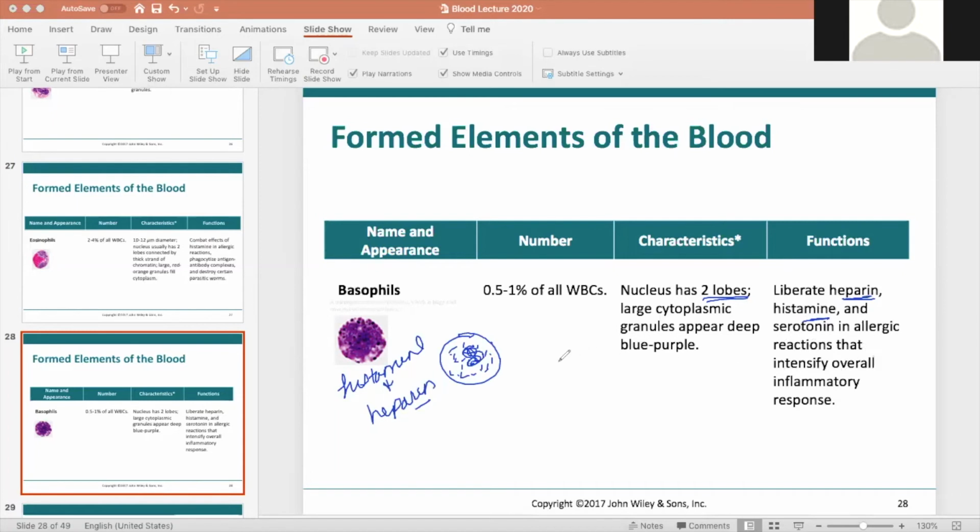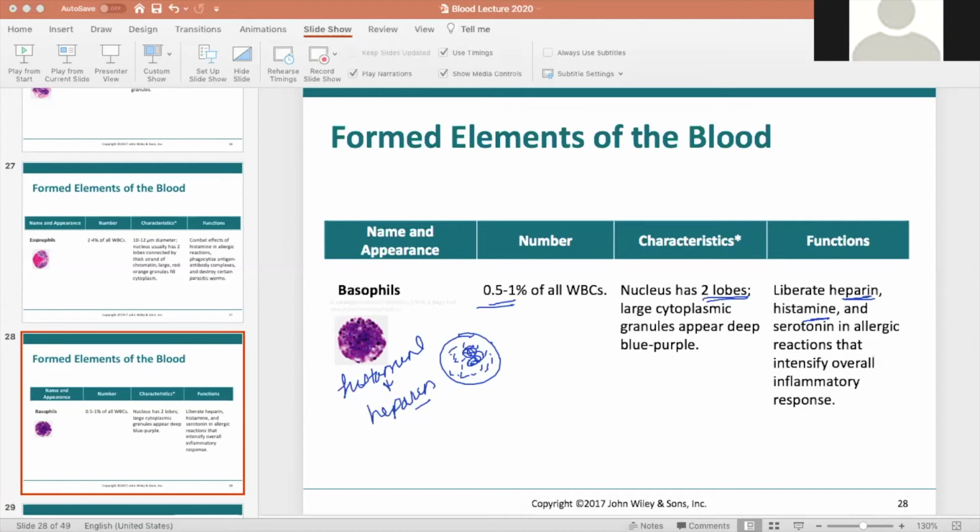So one is going to affect the blood in terms of clotting, and the other one is going to intensify the overall inflammatory response. So when we think about that here, we want to know that these basophils are usually very low. They're very hard to find in a lab, and most of the time we do not see them because of their low numbers. But we do look at them in slides and make sure that we understand what their actions are and what their nucleus looks like, as well as the cells themselves.